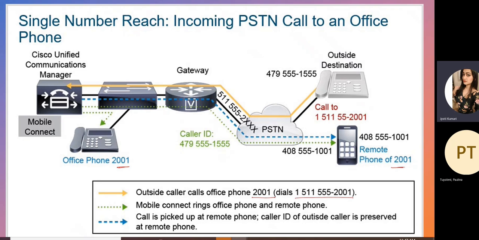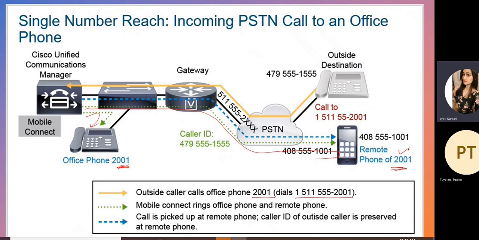The mobile connect rings the office phone and the remote phone both. On the CUCM, we have mobile connect enabled, which is used for unified mobility to map an office number with a mobile or a remote phone. As the CUCM receives this request from an outside caller, it will send this call to the office phone as well as the remote phone. The call is picked up at the remote phone.